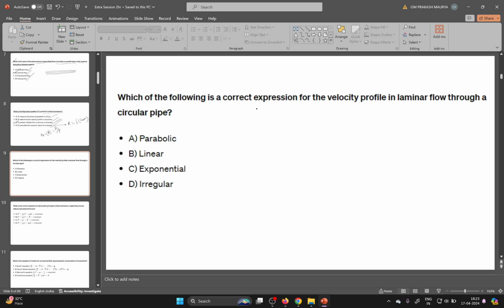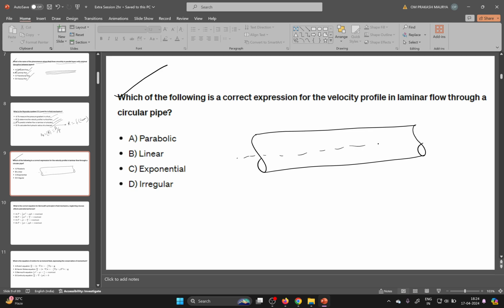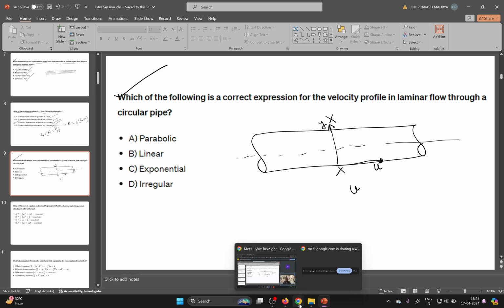Which of the following is the correct expression for the velocity profile in laminar flow through a circular pipe? Let's suppose one circular pipe is there, let me draw a circular pipe, and I want to measure at this section the velocity profile u, velocity in this direction, and in this direction your depth. So what is the profile for that? Whether parabolic, linear, exponential, or irregular, and the flow is laminar.